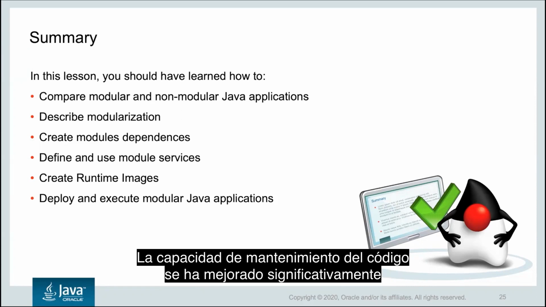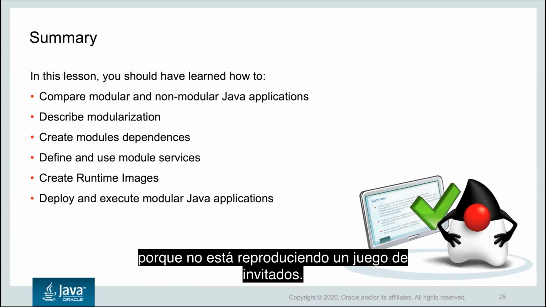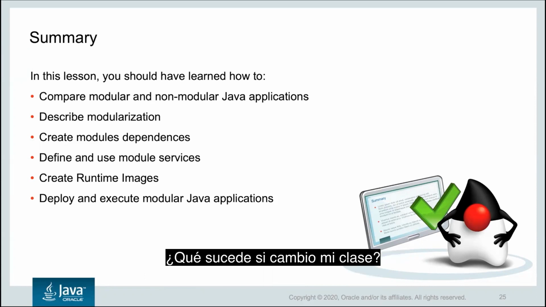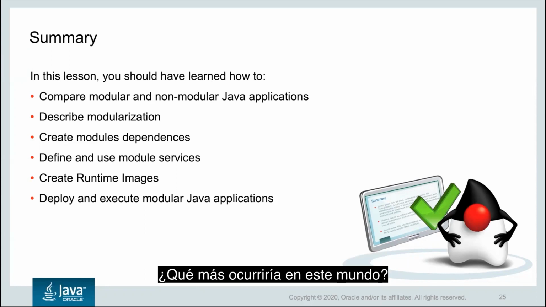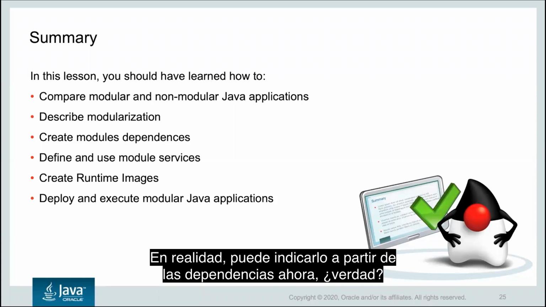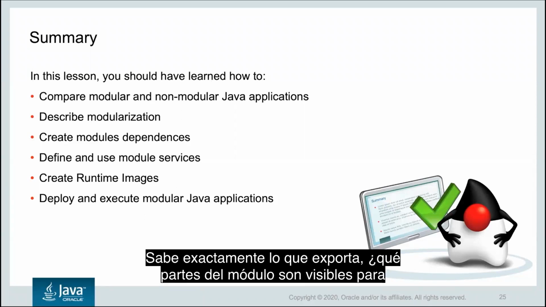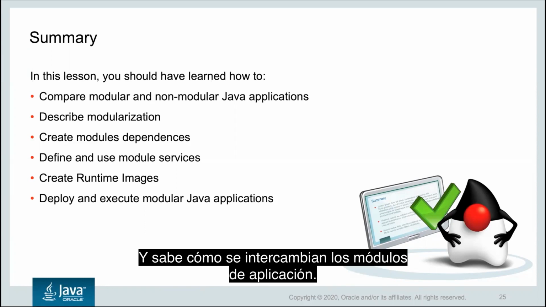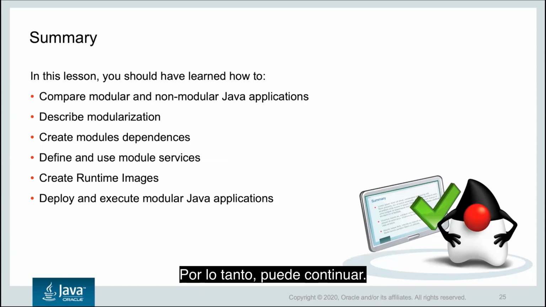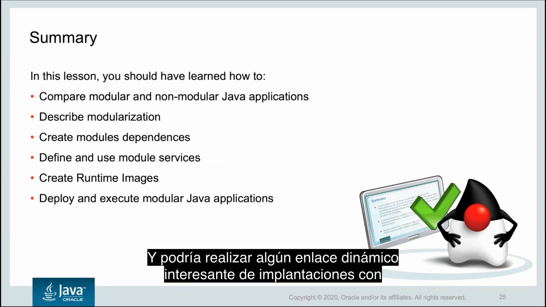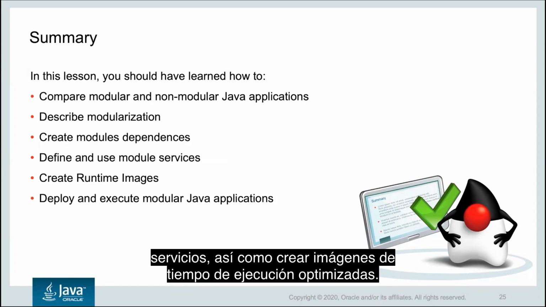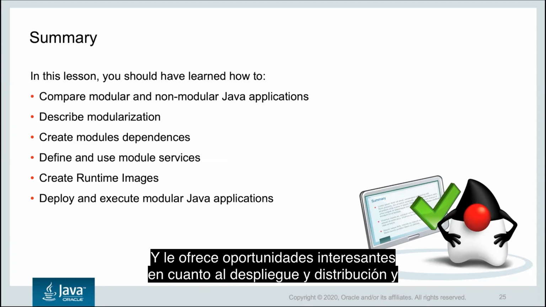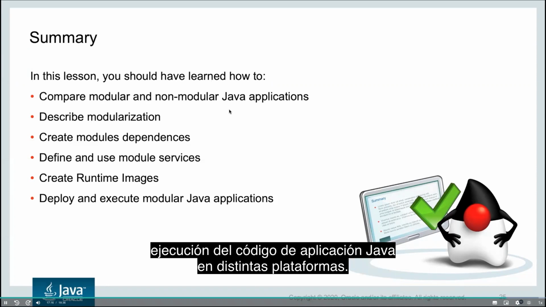Maintainability of your code is significantly improved because you're not playing a guessing game. What will happen if I change my class? What else in this world would I affect? Well, actually, you can tell it from the dependencies now. You know exactly what you're exporting, which parts of your module are visible to others, and you know how the application modules are interlinked. So there you go. And you could do some interesting dynamic binding of implementations with services, and you can create optimized runtime images. And that gives you interesting opportunities in terms of how you deploy, distribute and execute your Java application code across different platforms.